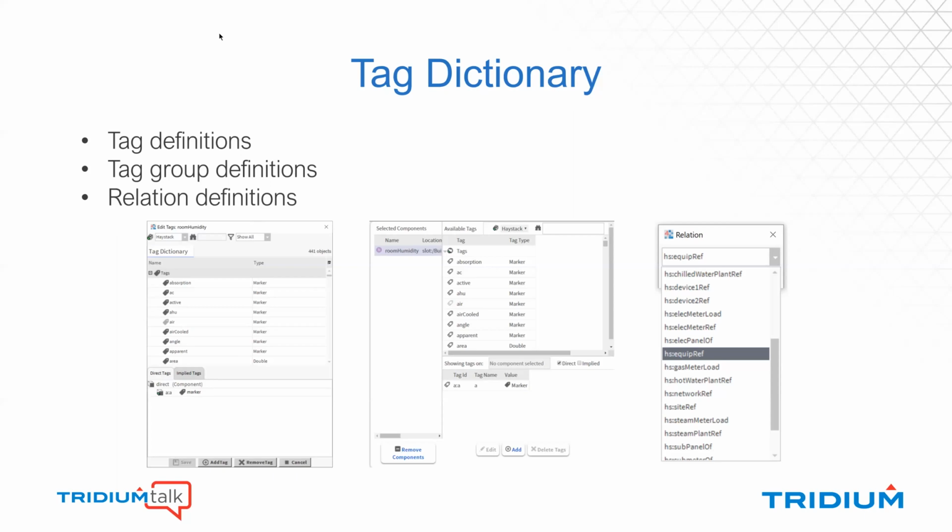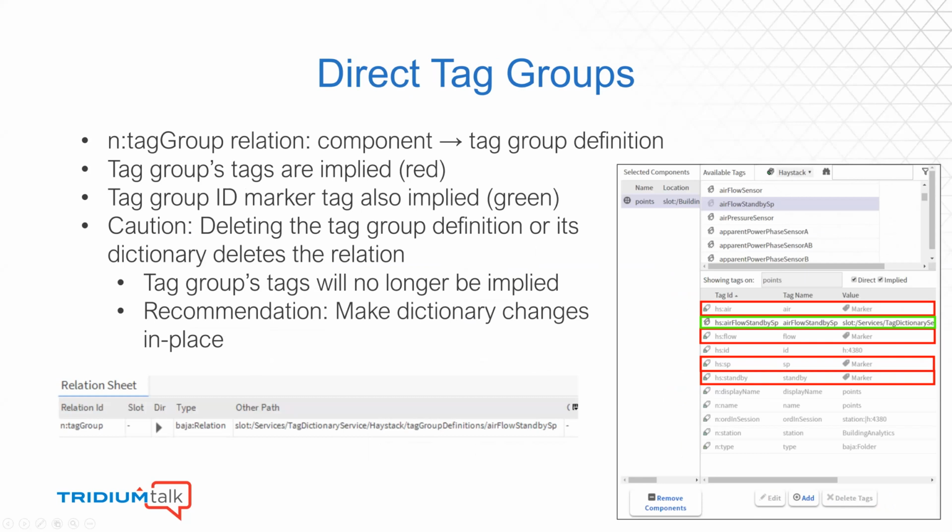Wanted to make a quick note about direct tag groups. There's some confusion about these, so wanted to clear that up here. Essentially, they are a relation, an n:tagGroup relation from a component to a tag group definition in a dictionary. I've highlighted in red the tag group's tags. Those become implied on the component that has this tag group relation. And in addition to the tag group's tags, we also imply a tag group ID marker tag. That's highlighted here in green. In this case, it's HS airflow standby set point. That is the marker tag. And that marker tag can be useful if you're looking for components in the station that have the tag group, not just components that have all of those implied tags.